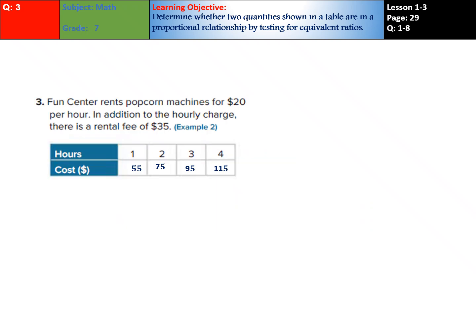Okay, Fun Center rents a popcorn machine for $20 per hour. In addition to the hourly charge, there is a rental fee of $20 per hour, which means 20 times H, and there is an additional fee of $35 which they will pay one time.